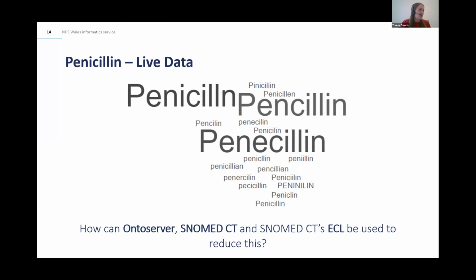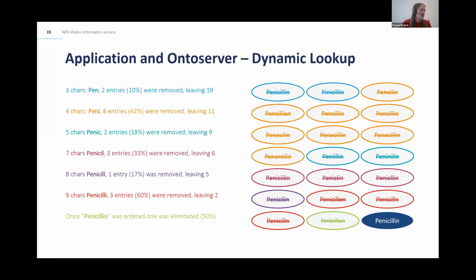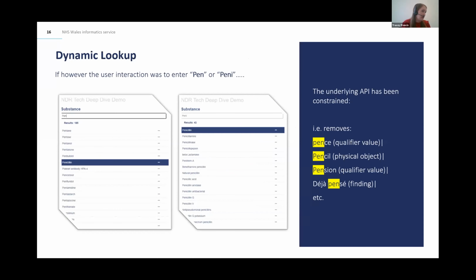So we just wanted to show how OntoServer, SNOMED CT and SNOMED ECL can be used to try and reduce this. If you're using that dynamic lookup, and the user was to enter every single character of their version of penicillin, you can see it eliminates each of the misspellings per keystroke. Whereas if the user was to enter PEN, we've constrained this over substance, and it's within the top 10 entries. If they entered one more letter, PENI, then it's the top entry.